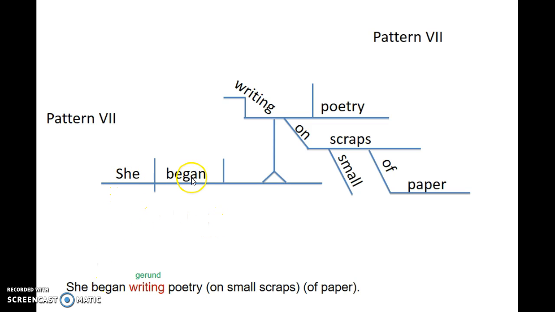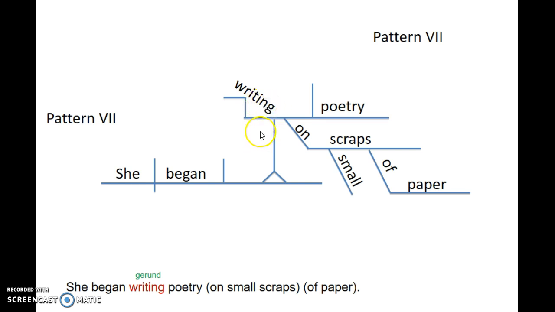She began: subject, action verb. And as soon as you have an action verb, your next question should be what? She began what? Writing poetry. Ing form functioning as the direct object, so it's a gerund. Remember, noun structures are always put up on a pedestal in the slot where they function in the main sentence. So we put our pedestal in the direct object spot. Gerunds are diagrammed diagonally on the step structure. So we have writing on that diagonal.